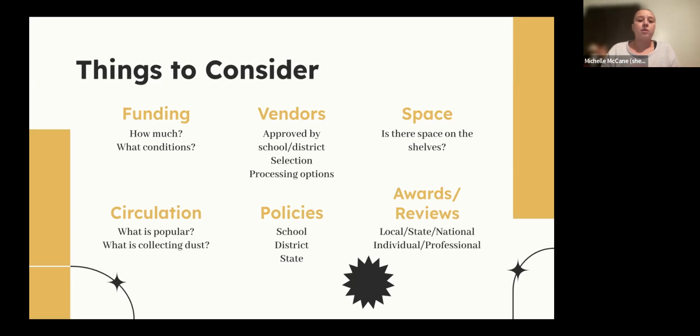Awards and reviews. I usually will order the entire Sequoia list for the level of my site, unless I have seen that 1 or 2 books have been kind of lukewarm in other places, and then I may hold off just as a budgeting decision.